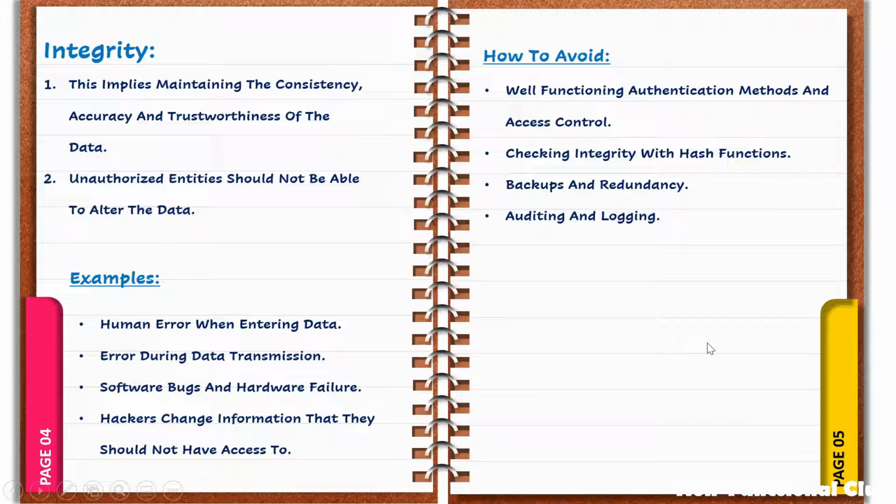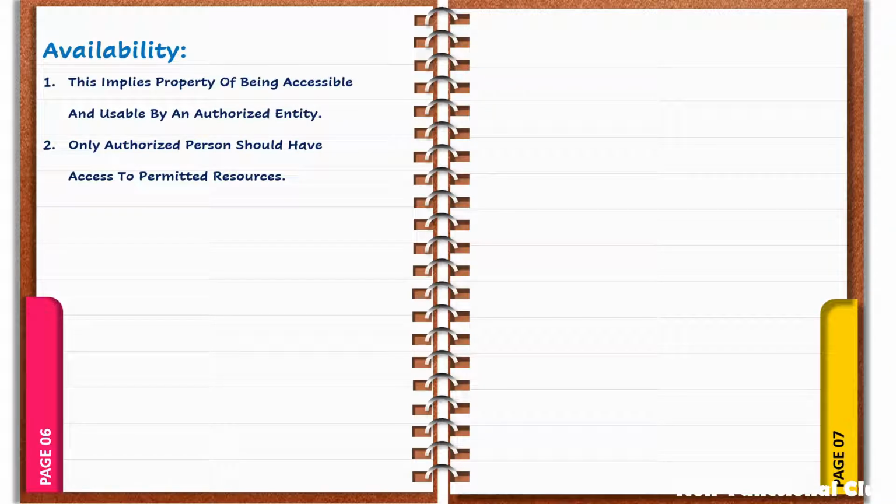Let's look into the next part, that is availability. Availability is the property of being accessible and usable on demand by an authorized entity. In this case, only an authorized person should have access to permitted resources, and it should be present all the time. Availability itself says that the data should be available all the time.